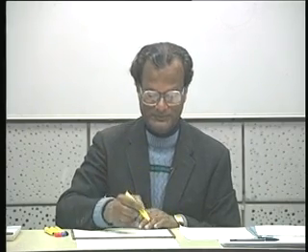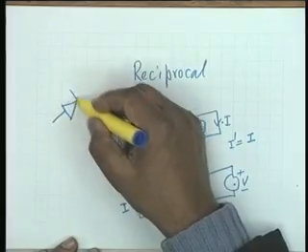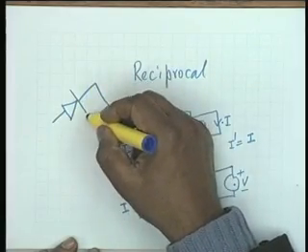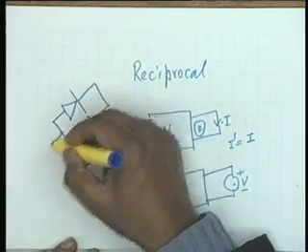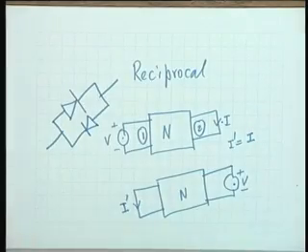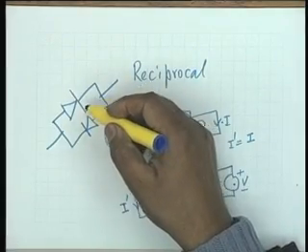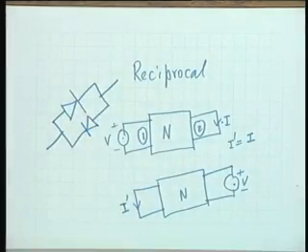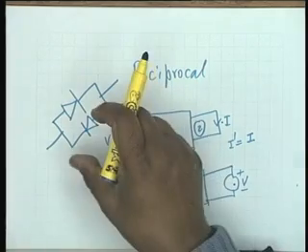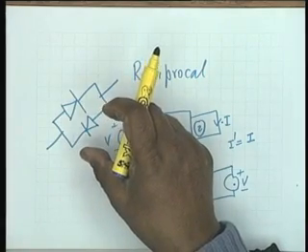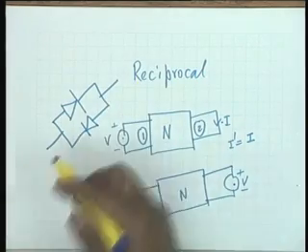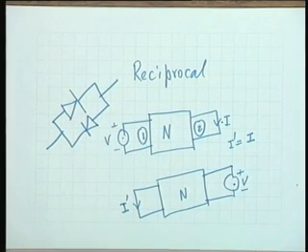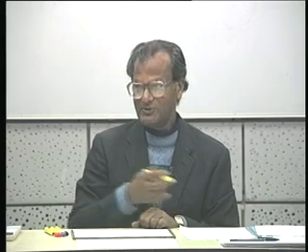For example, if you have two diodes connected back to back, identical diodes, this contains two unilateral elements, but as a whole this is a bilateral network because it passes current equally well in both directions. Sir, but as a whole, if we see it, it's a bilateral. That's what I am saying.